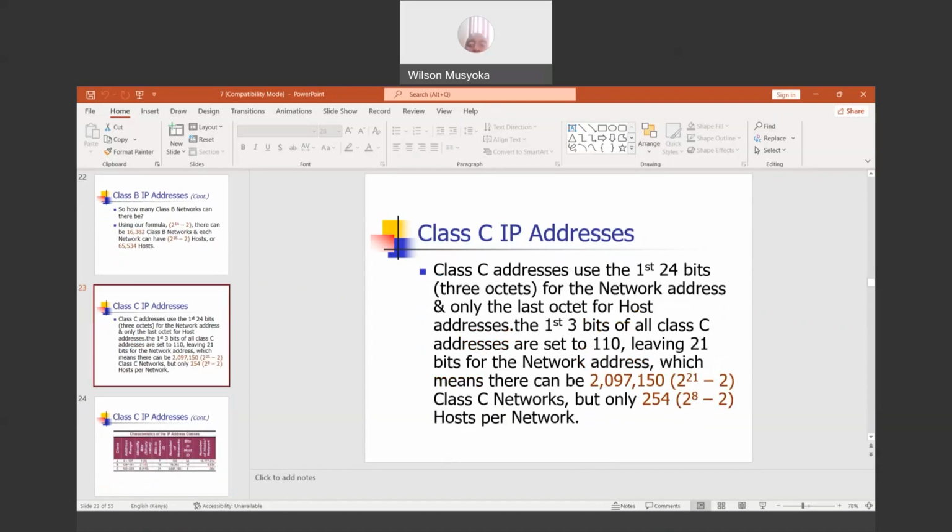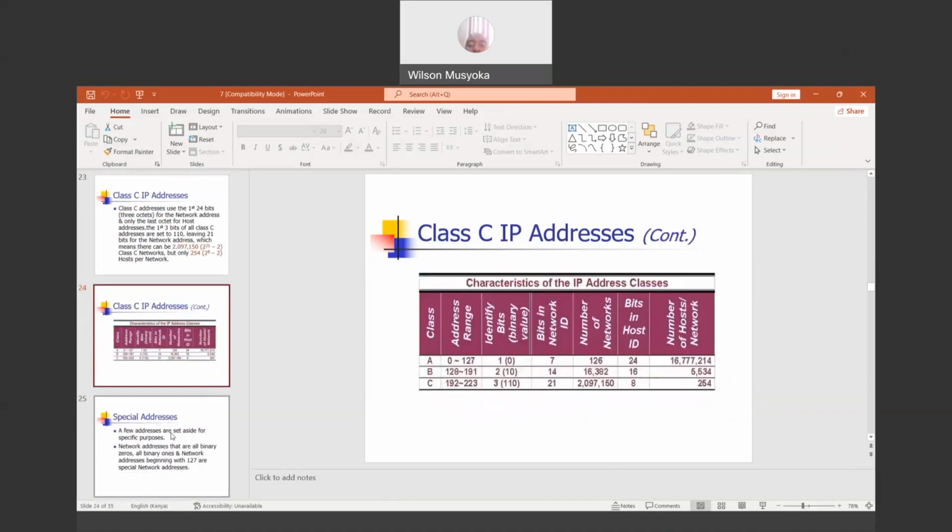Then we have class C addresses, which use the first 24 bits, the first 3 octets, for the network addresses, and only the last octet for host addresses. The first 3 bits of all class C addresses are set to 110, leaving 21 bits for the network addresses, which means you can have over 2 million class C networks, but only 254 hosts per network. This is how it is going to look.